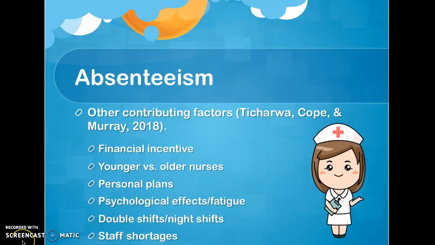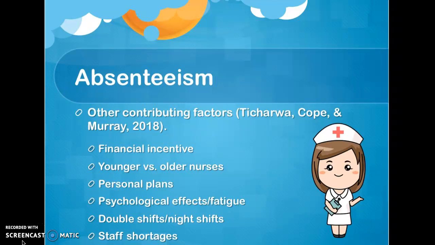Some other contributing factors, financial incentive. For instance, on weekends, typically there is a shift differential that the employee will get more money for working a weekend, especially a holiday. They get more money. So a lot of the times they are less likely to call off on the days that they are going to earn more money, because they know that if they call off that day versus another day, that they could earn more money instead of calling off on a day where they're just going to be getting base rate.